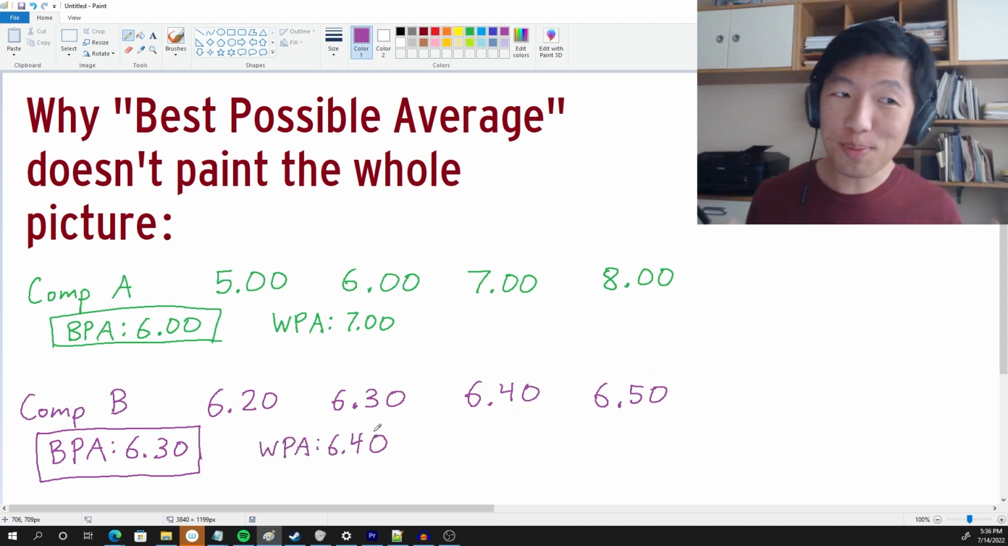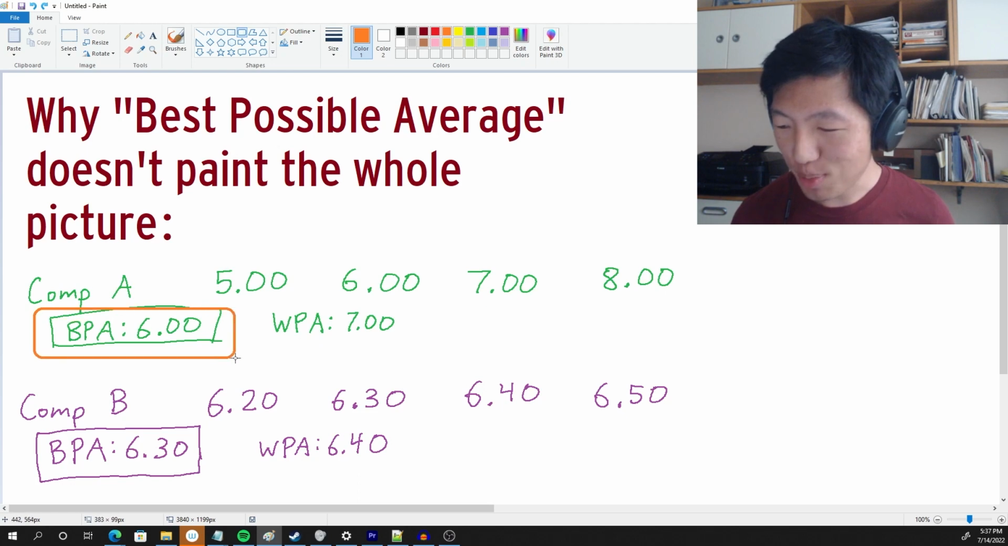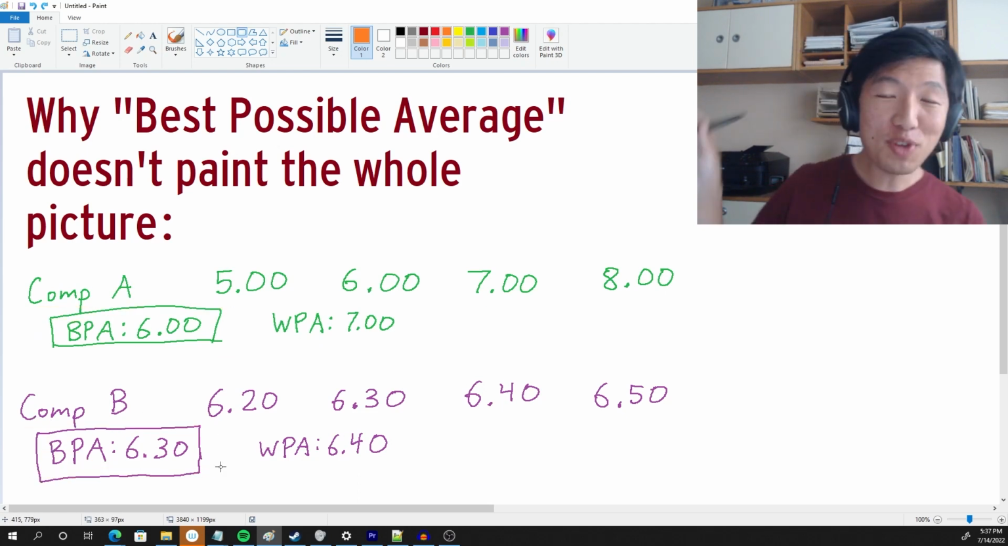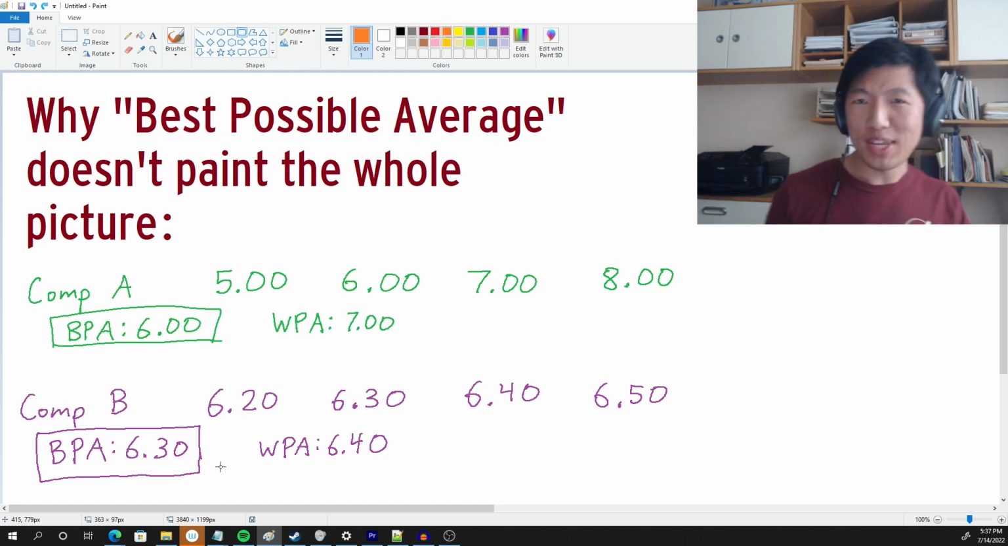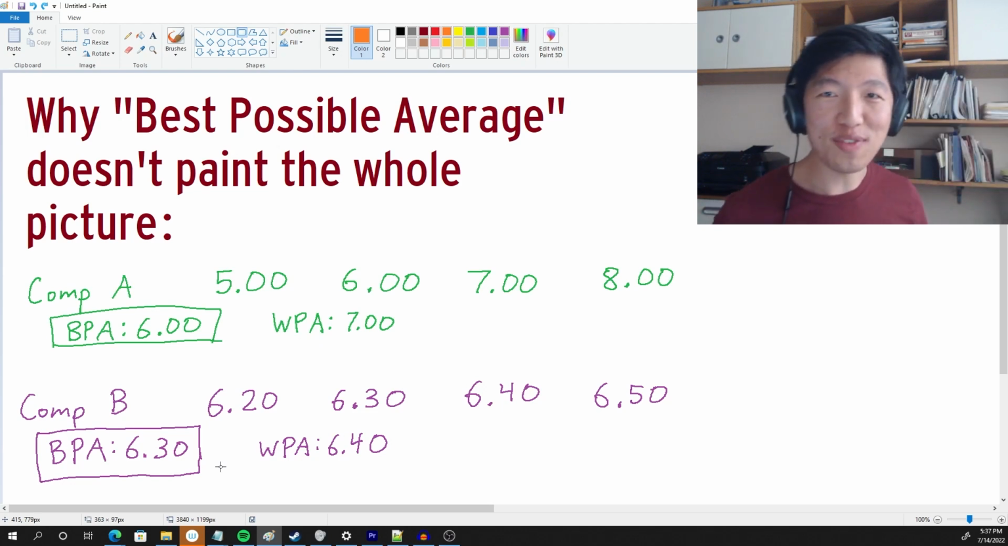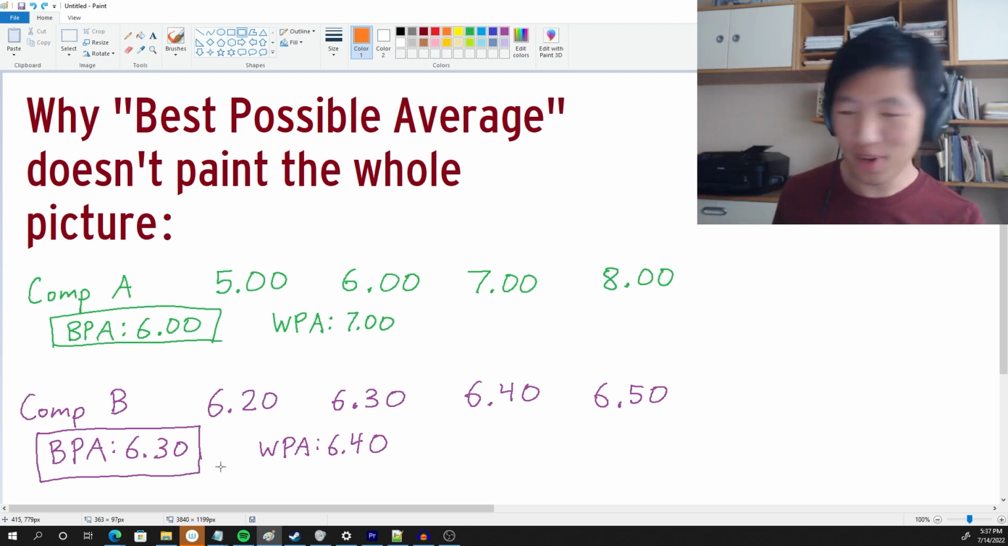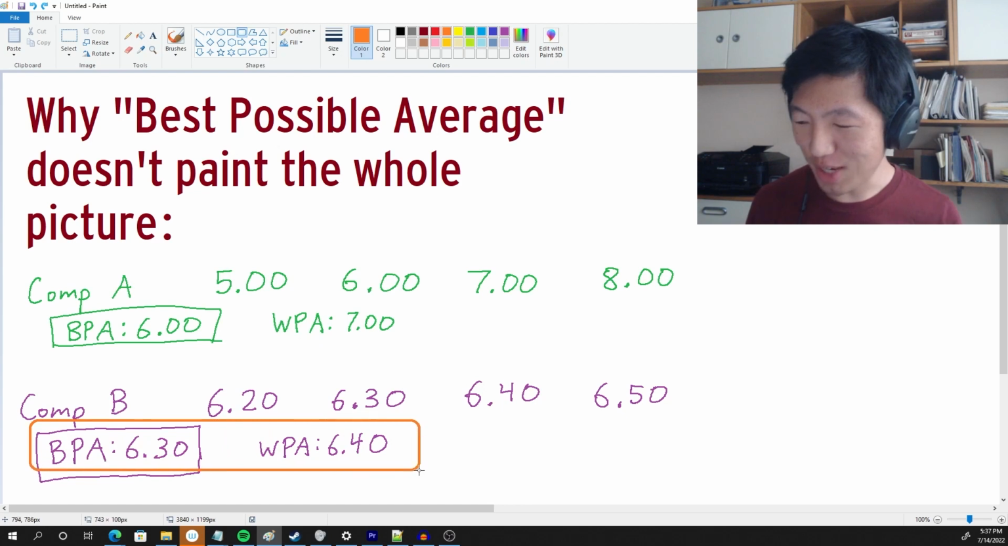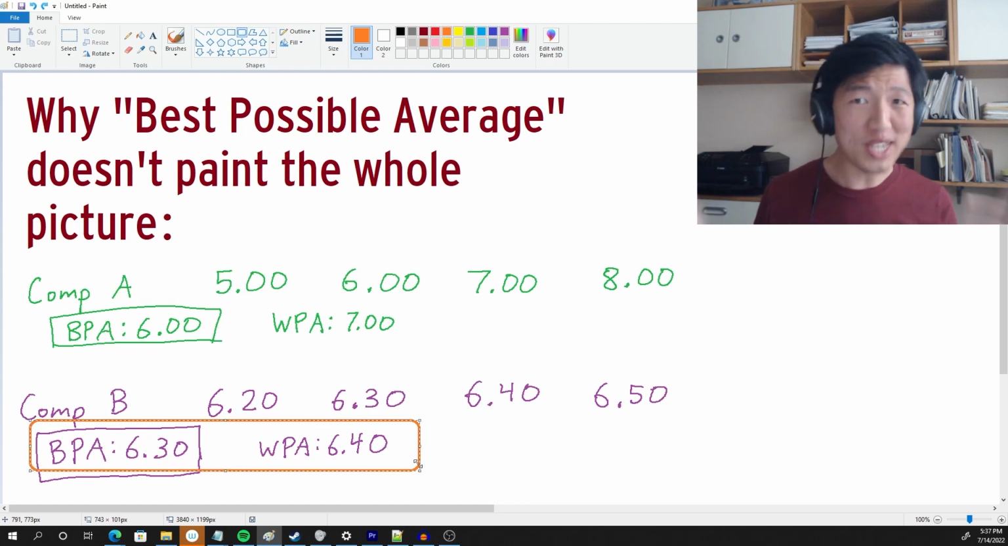So, only going by the BPA, it looks like competitor A has a better chance of winning than competitor B because their BPA of 6.0 is much better than competitor B's BPA of 6.30. But if you look at the distribution of these times, what you can see is that no matter how competitor B does, either getting a world record of 3.47 or taking 10 minutes to solve the cube, their average is pretty solidly going to be 6.3 something or 6.40, a very tight range.